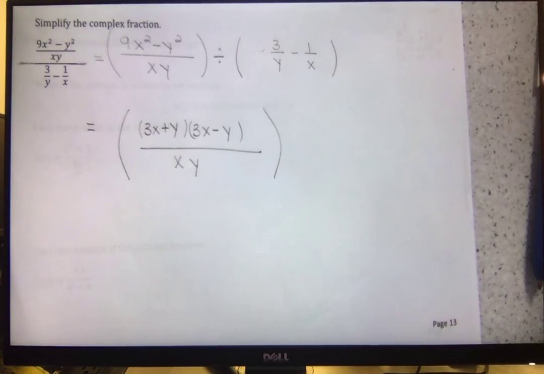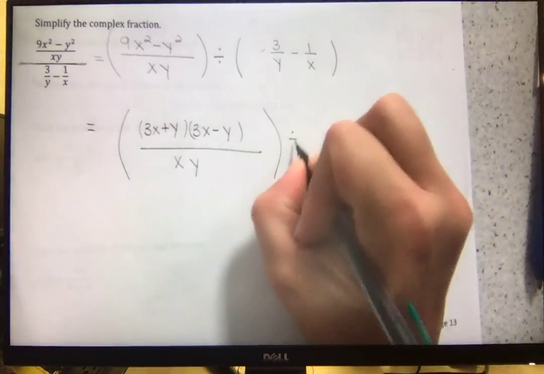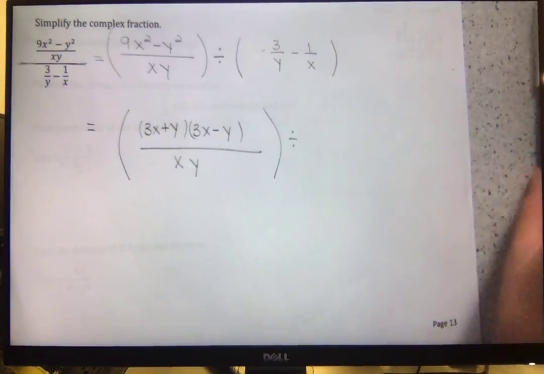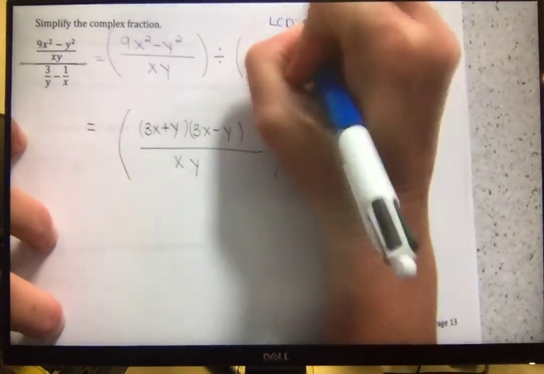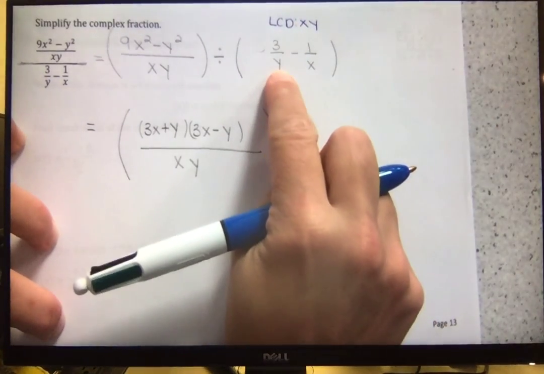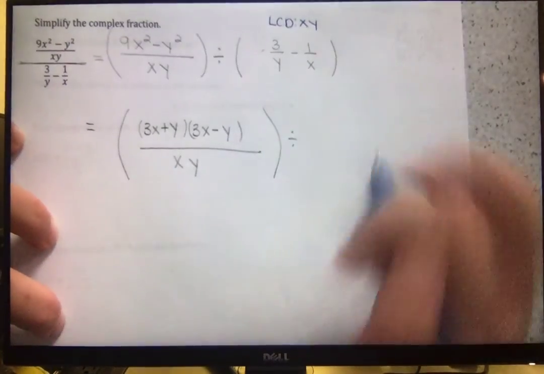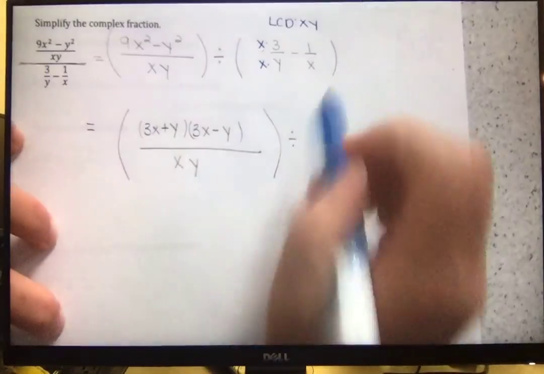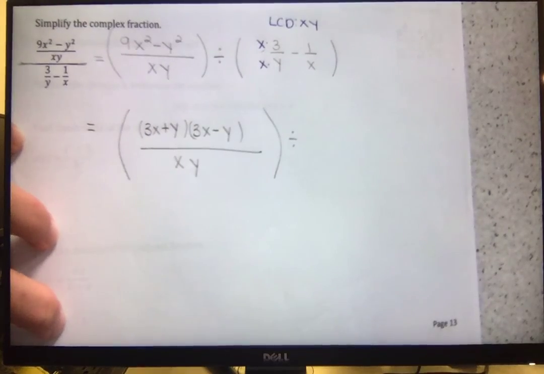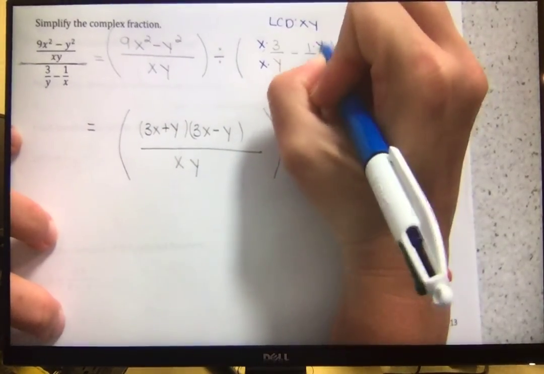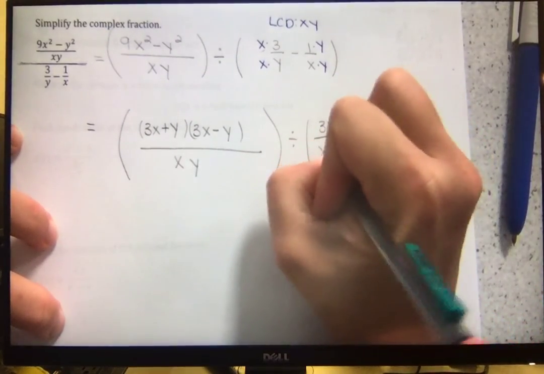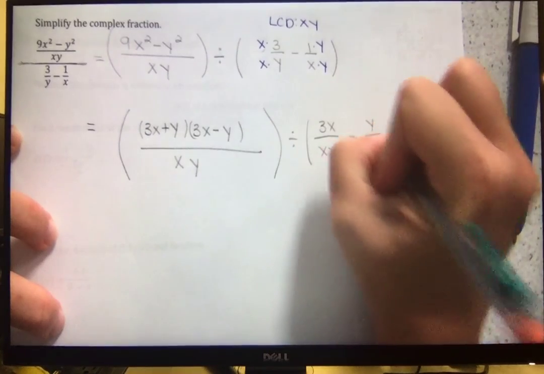So, divided by 3 over y minus 1 over x. Are these like terms? No. What's our LCD? xy. Good, xy. Our y has to be there, by the way. X has to be there, putting them together, xy. First fraction has a y, but it needs an x, so we're going to multiply the top and the bottom by x. Second fraction has an x, needs a y, so we're going to multiply the top and the bottom by y. That'll leave us with 3x over xy minus y over xy.